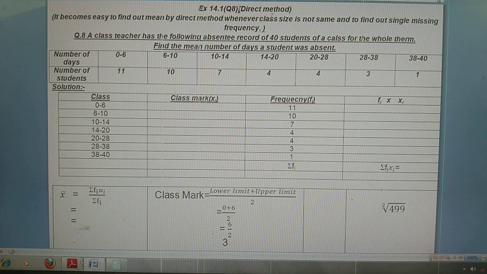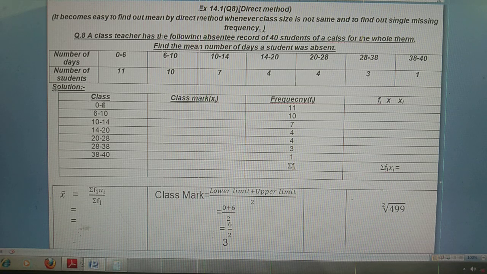We can solve a sum of mean by applying any method, whether you are applying the direct method, assumed mean method, or step deviation method. In all types of methods you will get the same answer. But the step deviation method is comparatively easy to find the mean, but we can apply the direct method whenever two conditions are there. If the class size is not the same, like in this sum, check it out.